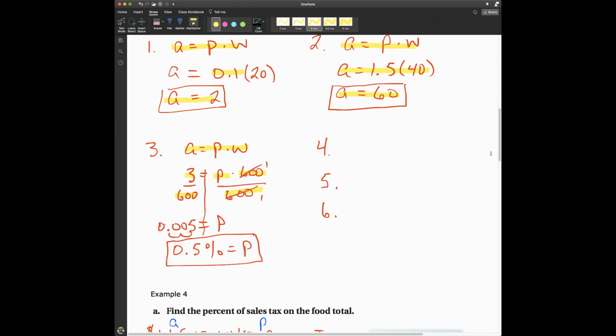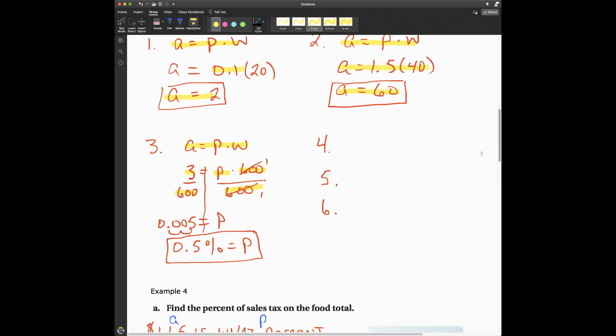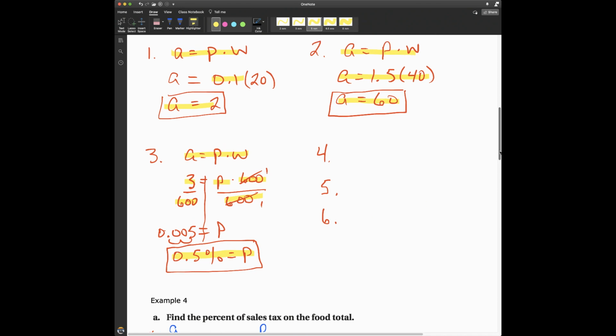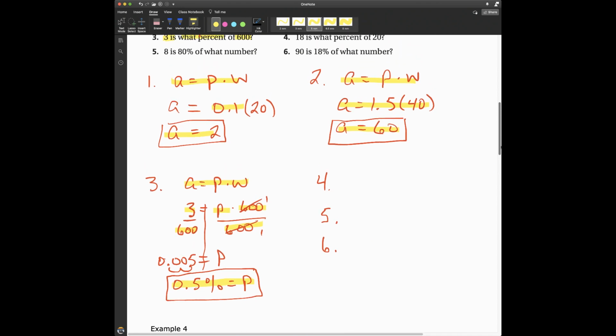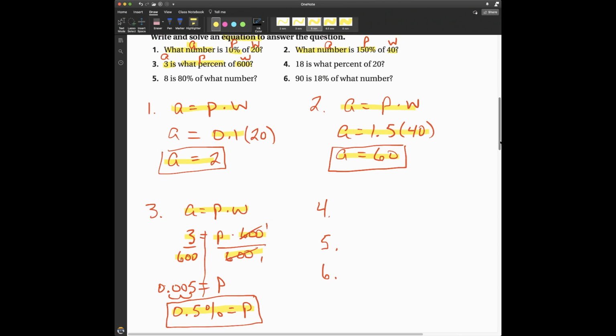Now remember, the question said what percent, so I'm not going to leave my answer as a decimal. I need to write it as a percent because P should be a percent. So that's 0.5%. And so that's problems 1, 2, and 3.